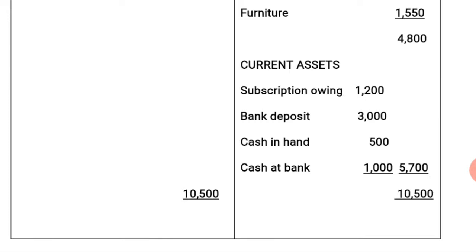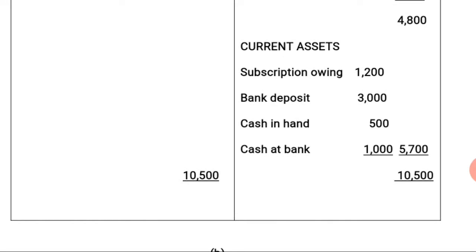That one is the cash in hand as at the beginning of the year, 500 naira, which is as stated in the receipts and payments account, cash in hand 1/1/2014, 500 naira. Then we have the cash at bank as at 1/1/2014, 1,000 naira, as stated in the receipts and payments account. So the total of the current assets stood at 5,700 naira.